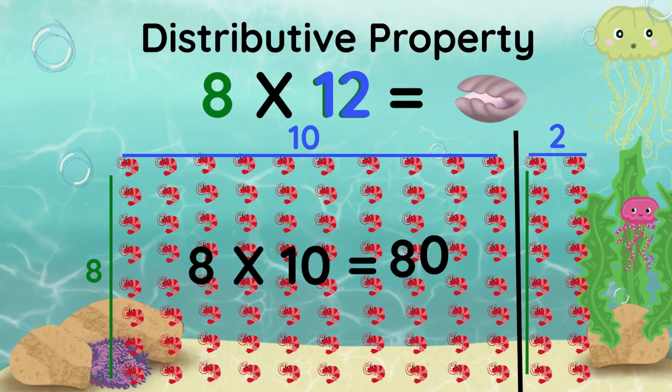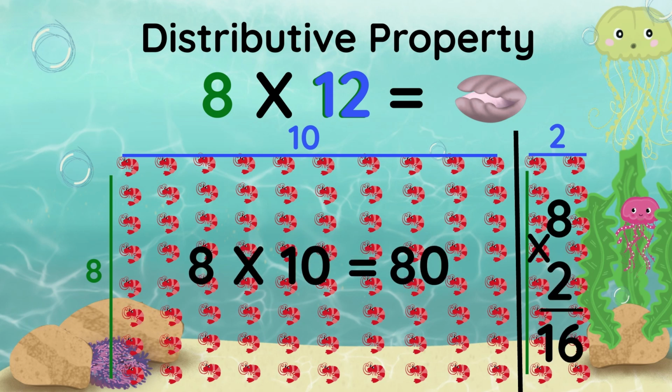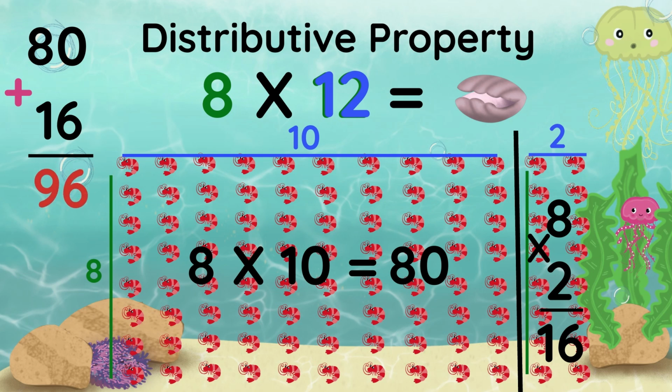8 times 10 is 80, and 8 times 2 is 16. Finally, I will add the two answers together to get the total product. 80 plus 16 equals 96. 8 multiplied by 12 equals 96.